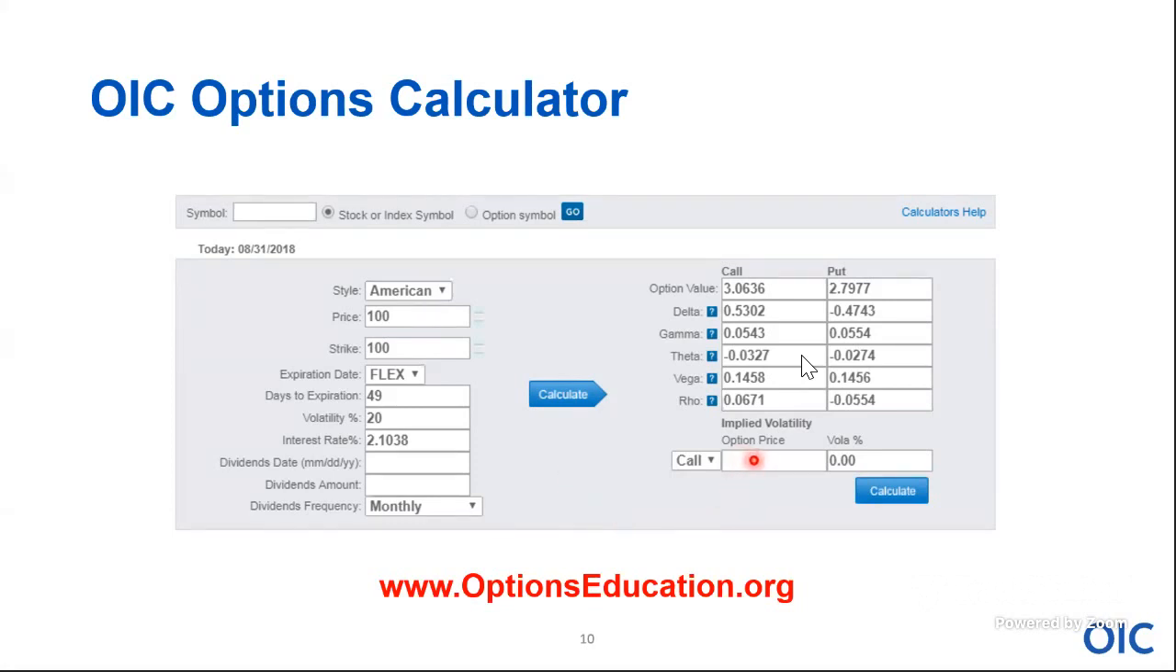Now, I also want to point out what we have here at the bottom. If you want to work backwards, if you remember when I talked about the inputs, volatility is something you can solve for. That's what this does. Given the inputs, if you want to enter a call price or a put price and then calculate, this calculator will show a result of what volatility is associated with that option's price.